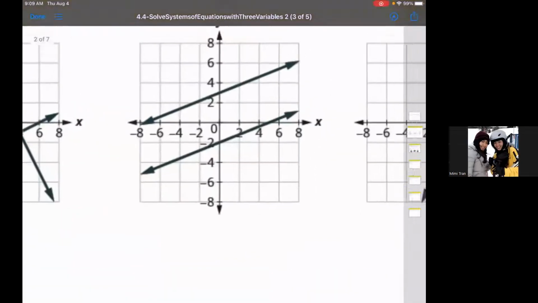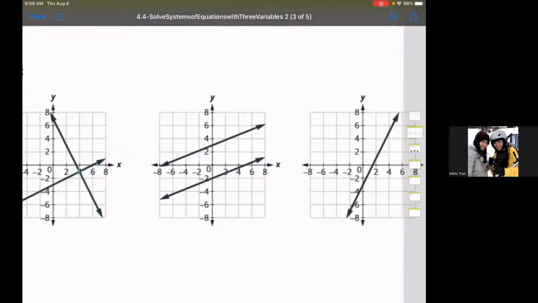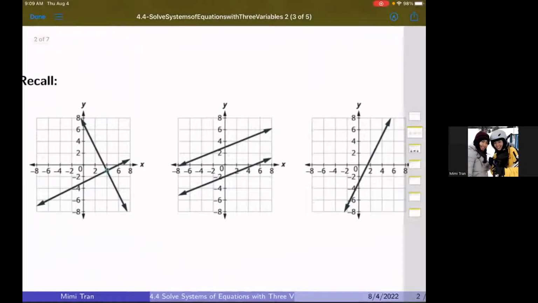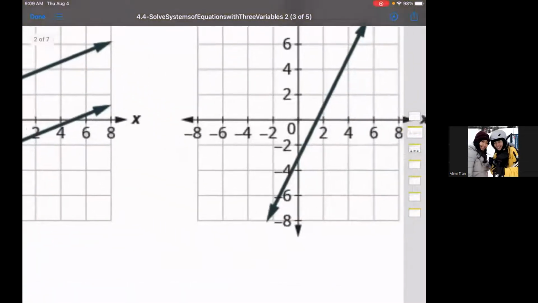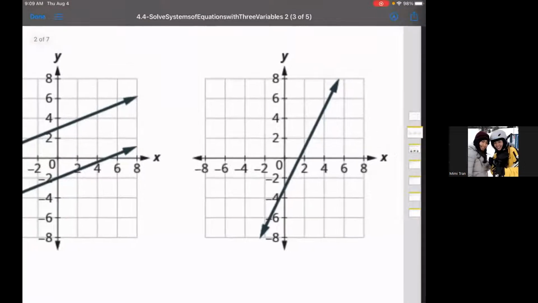The middle one is no solution, because those two lines can stretch out forever but never meet each other, right? So they don't have a solution. That means we call them inconsistent, right? And those two lines are independent because they have their own path. The third one is actually two lines on top of one another, but we don't see it because they're on top of one another. In this case, how many solutions do we have?